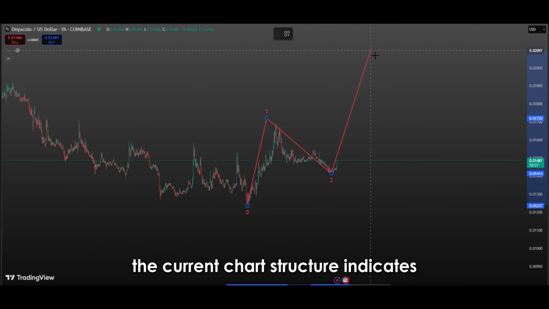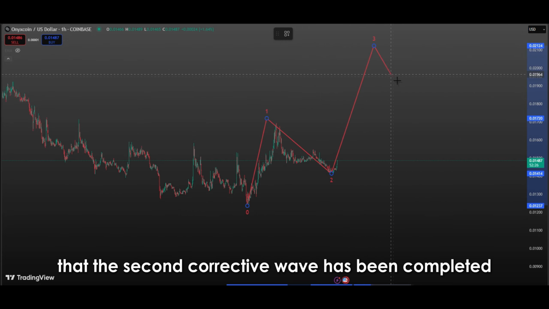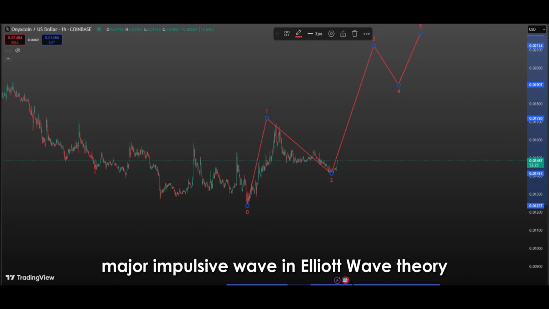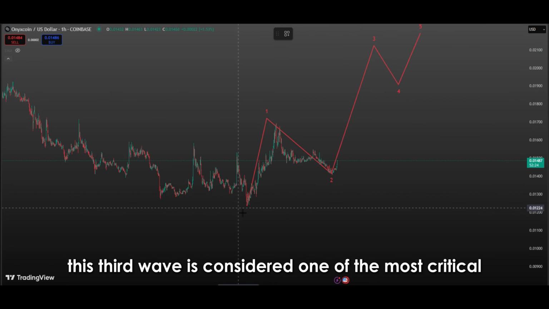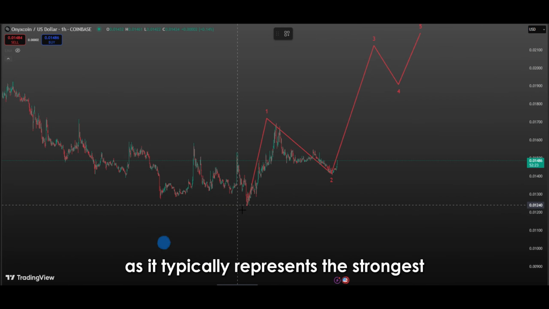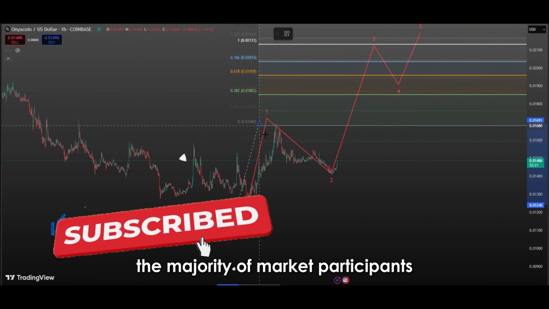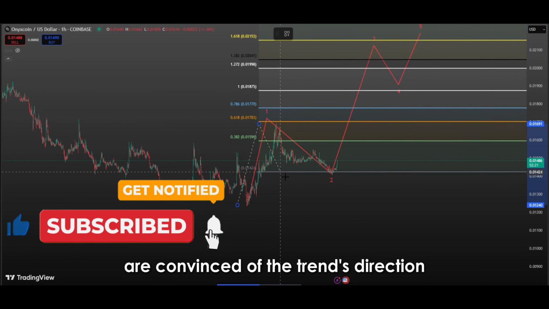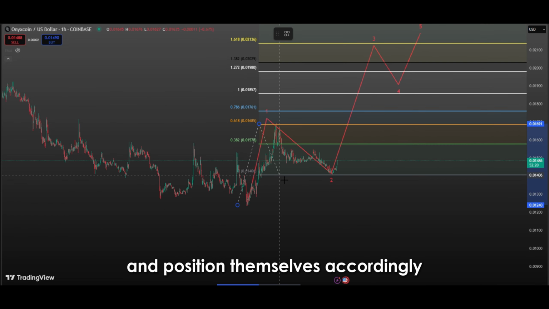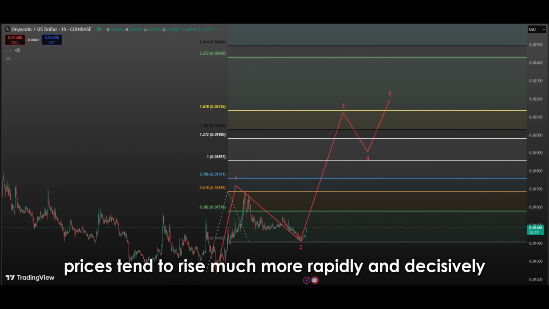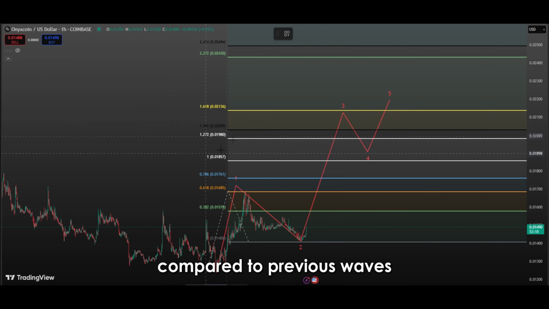The current chart structure indicates that the second corrective wave has been completed, and the price is now entering the third major impulsive wave. In Elliott wave theory, this third wave is considered one of the most critical, as it typically represents the strongest, longest, and sharpest movements. This is because, at this stage, the majority of market participants are convinced of the trend's direction and position themselves accordingly. As a result, prices tend to rise much more rapidly and decisively compared to previous waves.